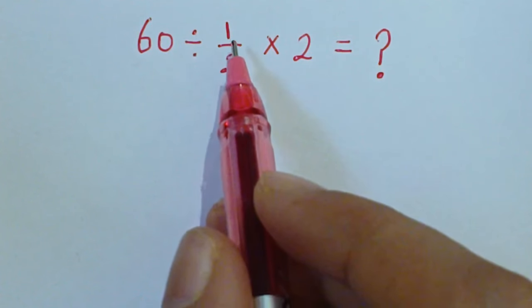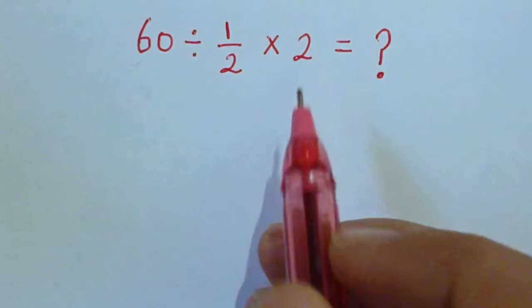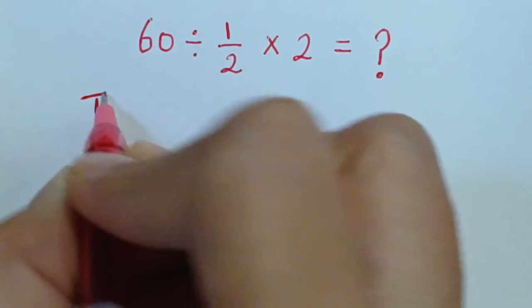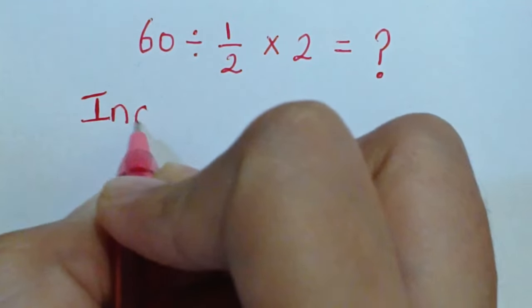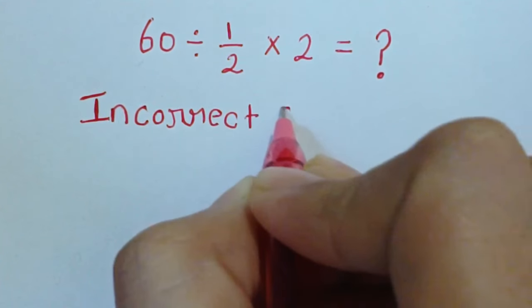60 divided by 1 by 2 times 2. What is the value for this expression? So let's solve. So first we will see the incorrect solution.